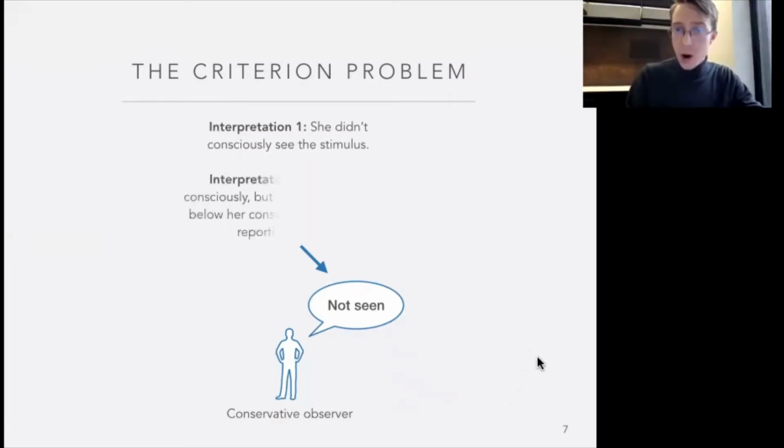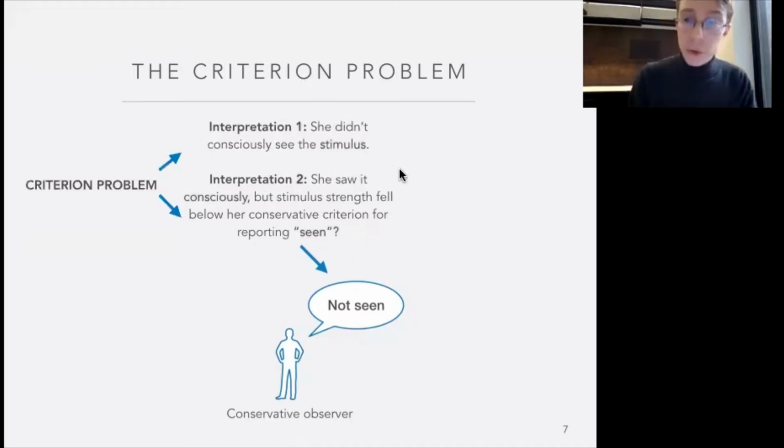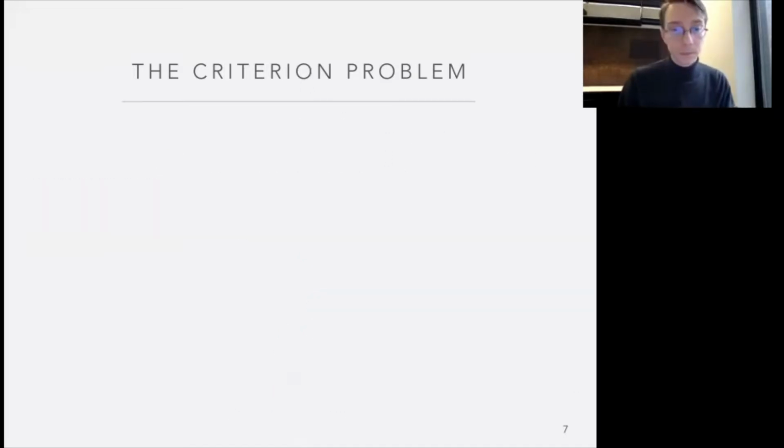But now we have another interpretation. The other interpretation is that she saw the stimulus consciously, but stimulus strength fell below her conservative criterion for answering "seen." So she saw it consciously, but because of her conservative criterion, she answered that she doesn't see the stimulus. So that's the criterion problem. How are we going to determine which of those two interpretations is right?